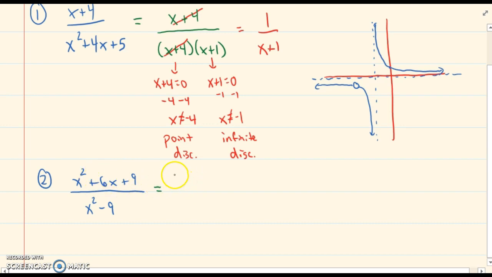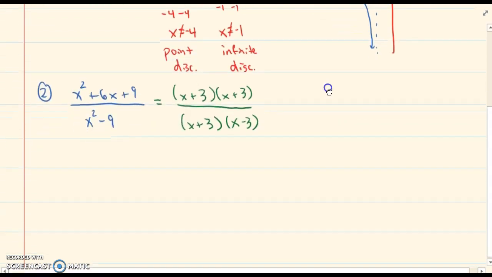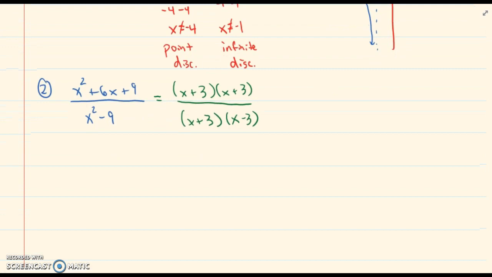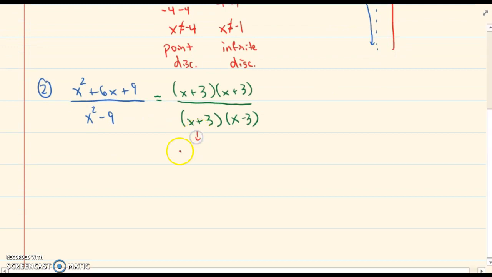X squared plus 6x plus 9 will turn into x plus 3 times x plus 3. And the denominator, x squared minus 9, becomes x plus 3 and x minus 3. Once again, I've got a problem because if I've got variables in the denominator, I have potential excluded values. I'm going to find out what those are. And so when I solve that, this one is going to tell me that x can't equal negative 3, because that factor will turn into 0. And over here, x cannot equal positive 3.